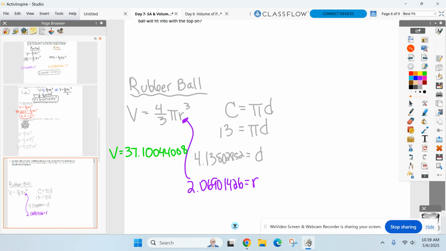So we can move on. How about the rubber ball being about 37 cubic inches? Yes. If you know the diameter, you know the box that fits in. We could go that way, right?